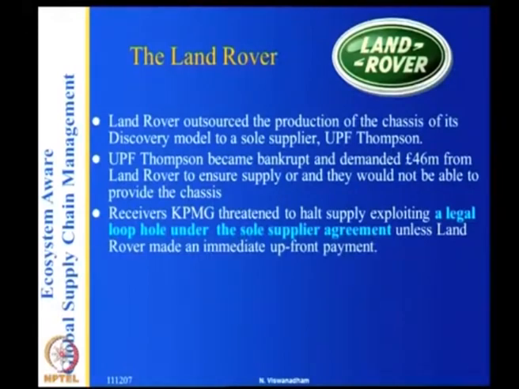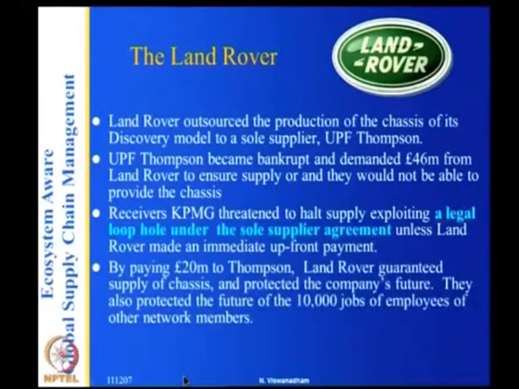Because of this agreement, Land Rover paid $20 million to Thomson. It guaranteed supply of chassis and protected the company's future. This also protected the future of 10,000 jobs of employees of other network members. So you can see how the small print in contracts, and when companies fail, affects the entire supply chain. Land Rover is another example. So if you are signing a contract, be careful.